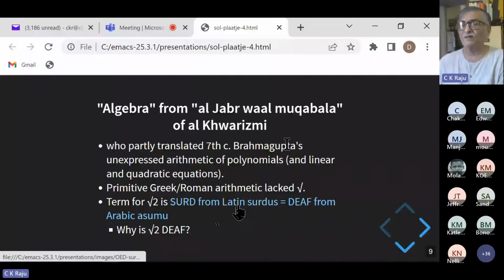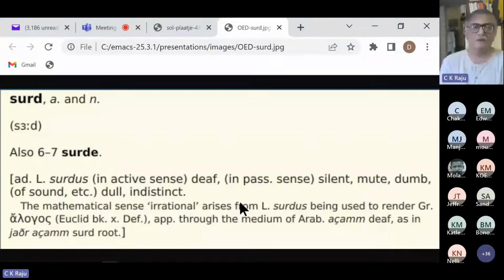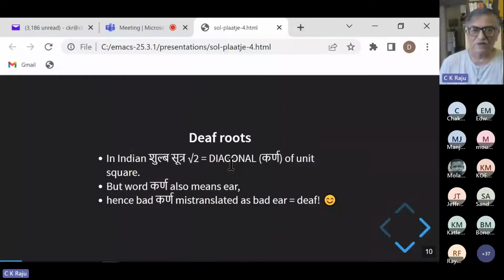Now you have the word surd. The word surd, according to the unabridged Oxford English Dictionary, means deaf, surdus, deaf. Now why is square root of 2 deaf? I mean, it's a bit amazing. And why do you call it deaf? So the point is that in the Indian Shulba Sutra, square root of 2 is the diagonal of a unit square. If you have a unit square, you draw the diagonal, it is square root of 2. But the word karna also means ear. So bad karna was translated as bad ear, which is deaf. So it goes on like that.